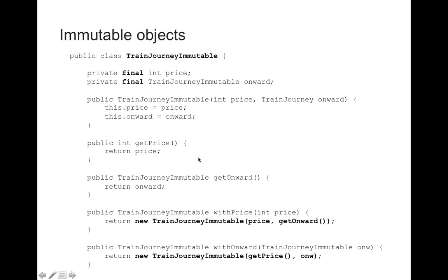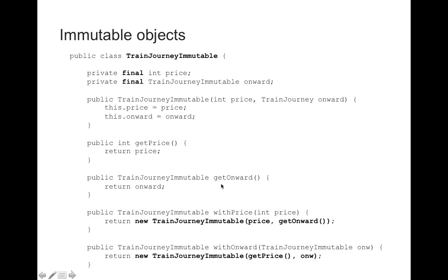Well, what if we want to update the onward journey? What do we do? Instead of having those two setter methods, here we've got two methods called withPrice and withOnward. What they do is create a new copy of the train journey and give it the updated price and the current onward journey. And with the withOnward method, we do the other way around.